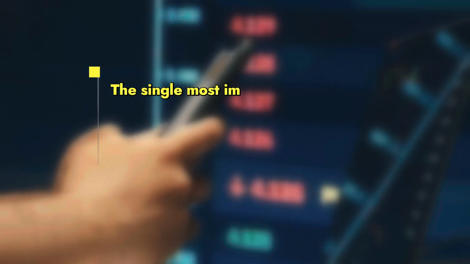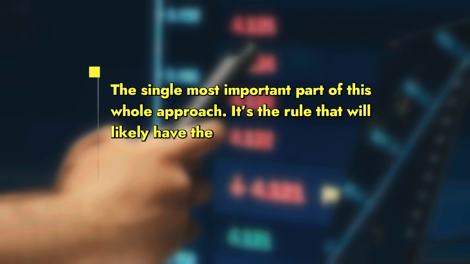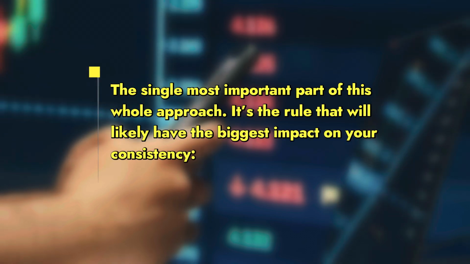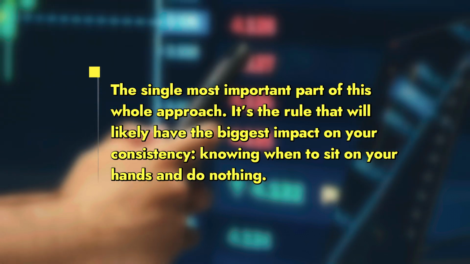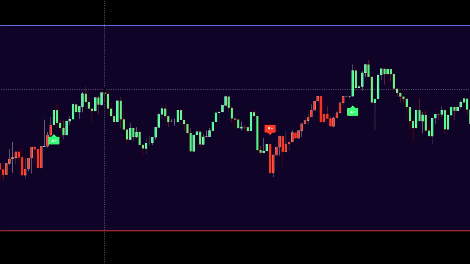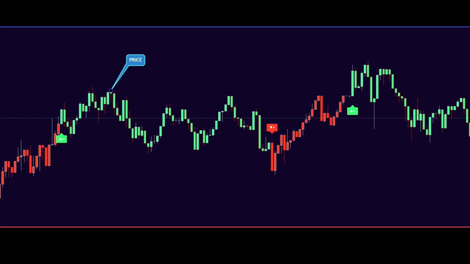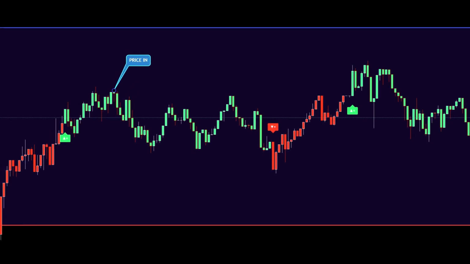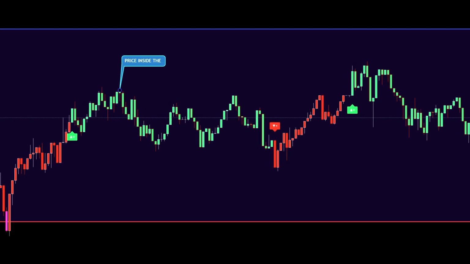Okay, now for what I think is the single most important part of this whole approach, the rule that will likely have the biggest impact on your consistency: knowing when to sit on your hands and do nothing. Look at that section of the chart. See how the price is just stuck between the upper and lower band of our HLOTT indicator? The market is just bouncing around directionless. This is a sideways or choppy market.